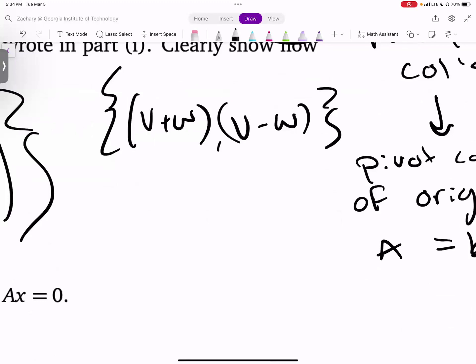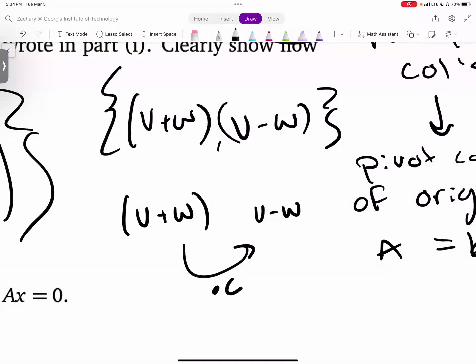One way you can think about it is we start with v plus w. Now the question is, can we get v minus w from here? Well, we only have one vector, so we can only multiply by a constant. Is there any way to get from here to here by multiplying by a constant? No.